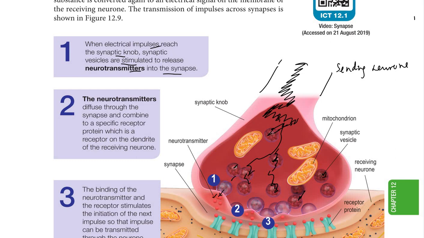So I repeat, when the electrical impulse reaches the synaptic knob, at the end of the axon, it will stimulate the synaptic vesicle to release neurotransmitter into the synapse, into the gap here. So this is for number 1.